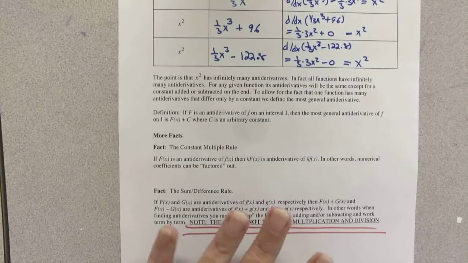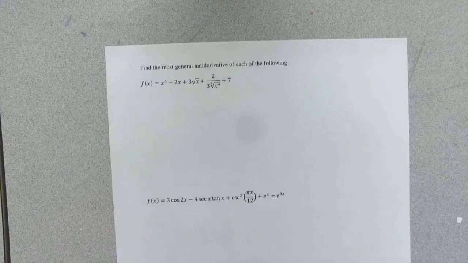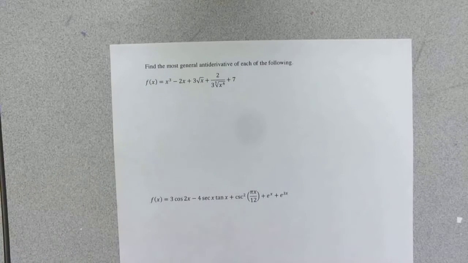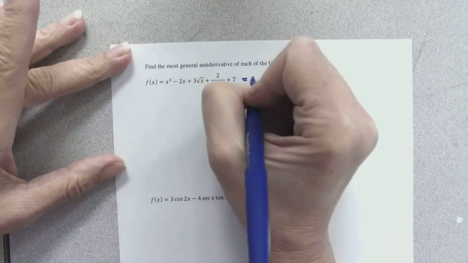Okay, let's do some problems. Find the most general antiderivative of each of the following. Now you're going to do some basic same stuff that you did with differentiation, which means if you can simplify the original function, you're going to simplify the original function. So that's what I'm going to do here.